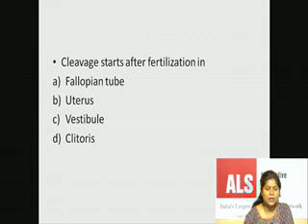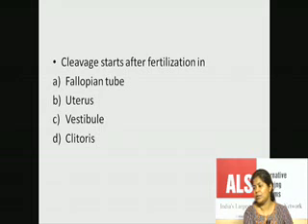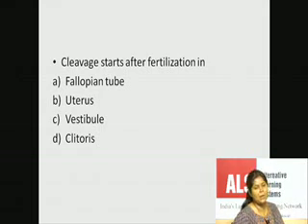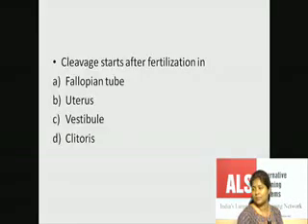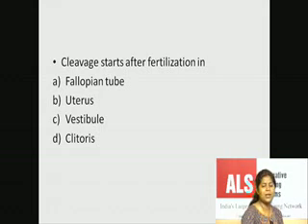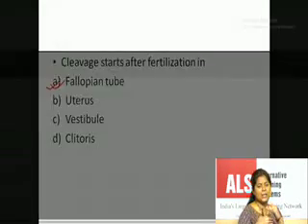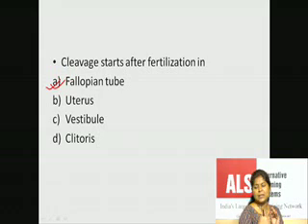Moving ahead. Cleavage starts after fertilization in which part? Yes. Please answer. Uterus, why? Cleavage will always start in the fallopian tube. They start in the fallopian tube, the morula starts to roll down and keeps on rolling, and then it comes to the uterus. So the first cleavage will take place in the fallopian tube itself. Okay?